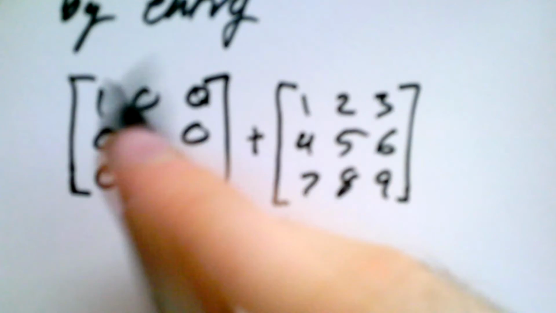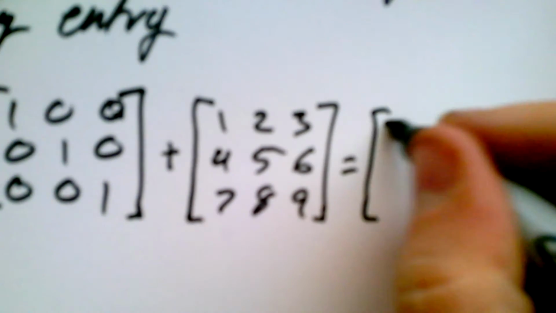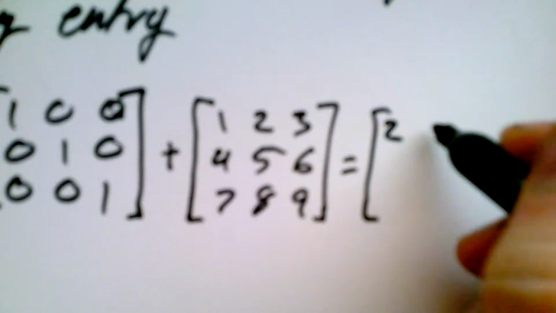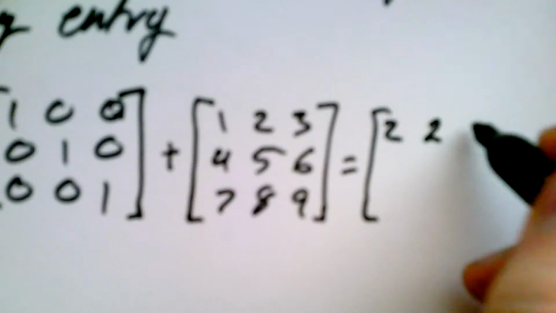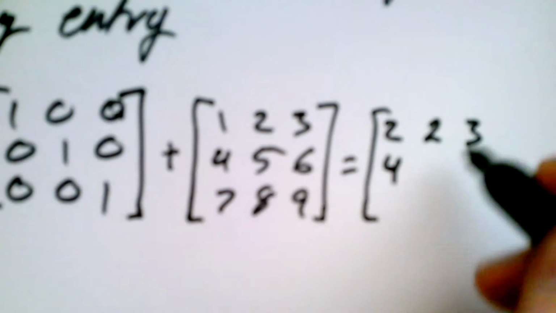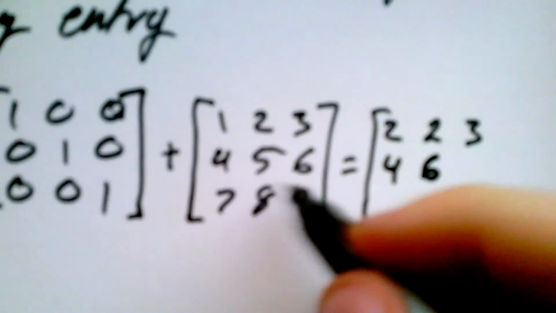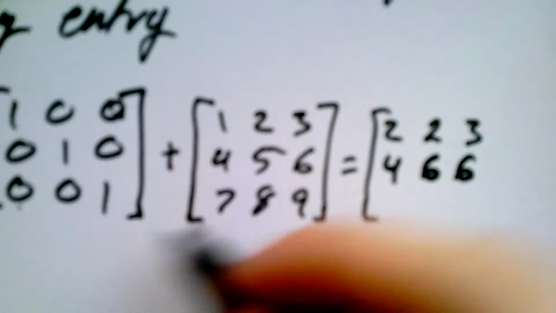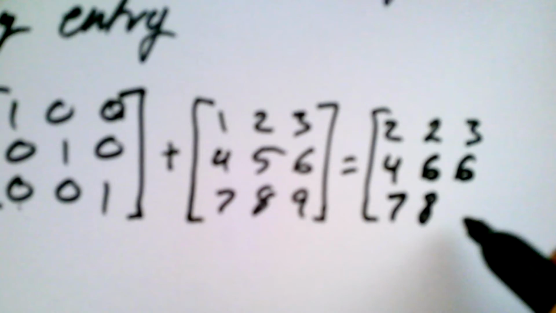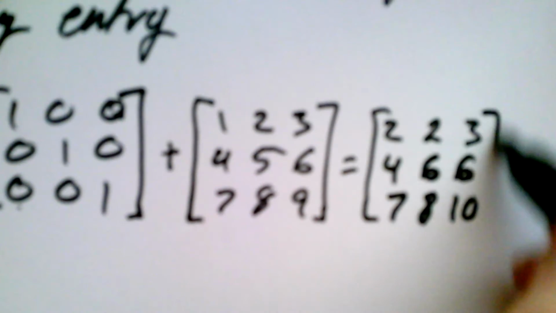I go, here's the top left entry, 1. Here's the top left entry, 1. When I add them, I get 2. And then 0 plus 2 is 2. 0 plus 3 is 3. 0 plus 4 is 4. 1 plus 5 is 6. 0 plus 6 is 6. 0 plus 7 is 7. 0 plus 8 is 8. And 1 plus 9 is 10. So this is what I get when I add these matrices.